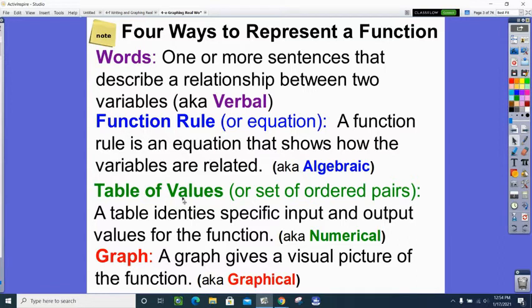We're then going to make a table of values. You know, you could do a set of ordered pairs, but we all seem to like that table idea. Remember that your book sometimes makes the table going down vertically, and sometimes it makes it going horizontally. I prefer it going down, but just realize sometimes the book will do it either way. And a table will identify specific input and output values for the function. That will be a numerical representation.